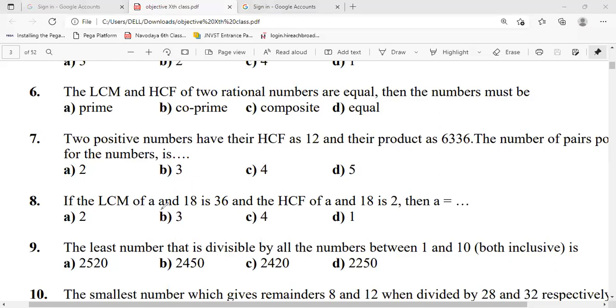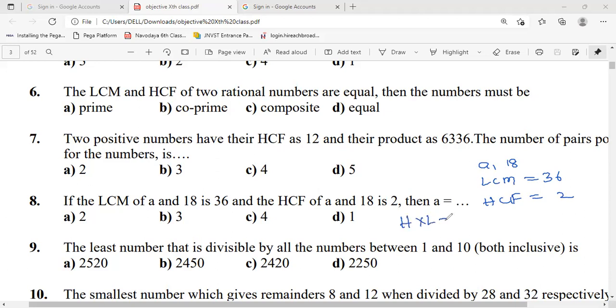If the LCM of A and 18 is 36 and the HCF of A and 18 is 2, then what is A, they are asking? Simple. So the two numbers are A comma 18, and LCM is 36, HCF is 2. We have one formula, just now we discussed, HCF into LCM.